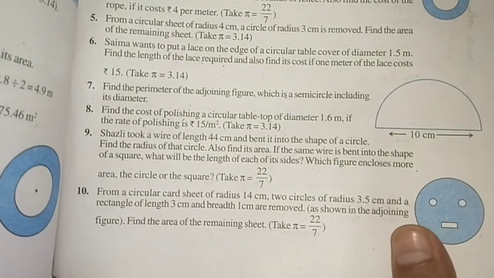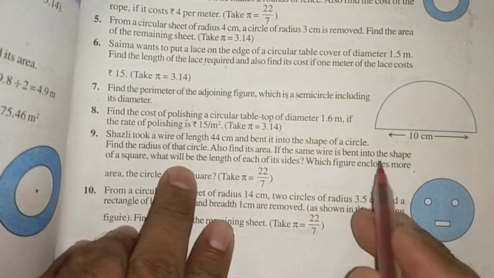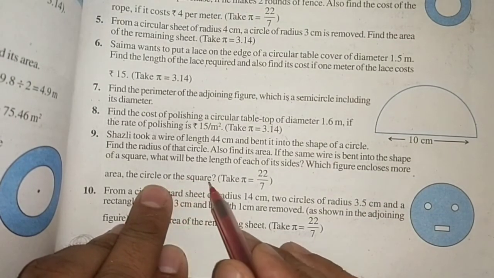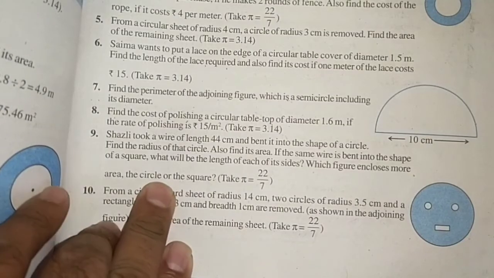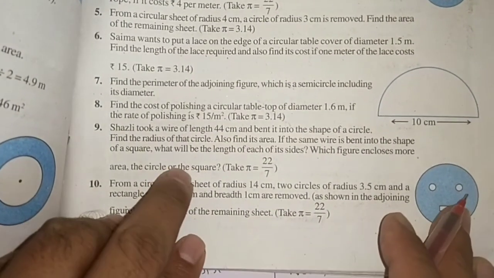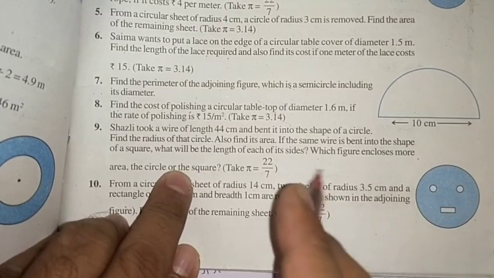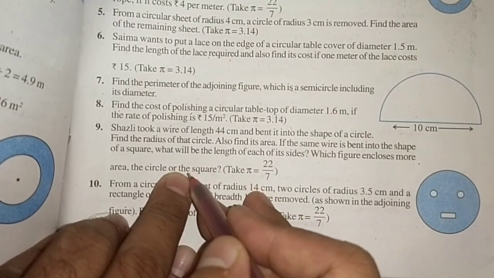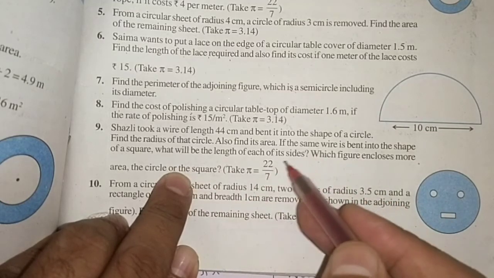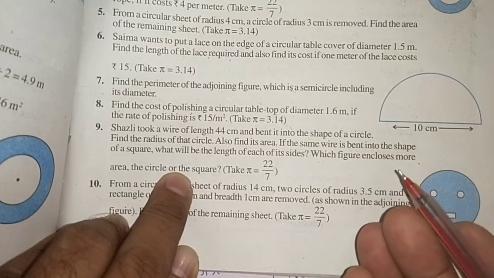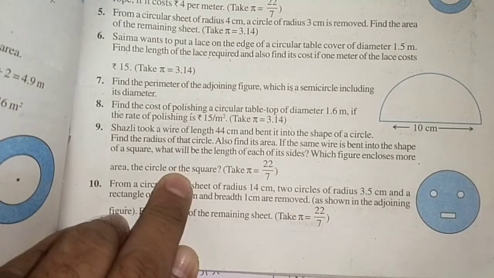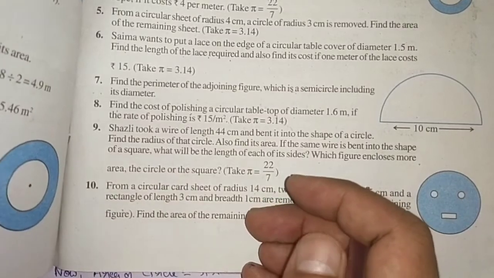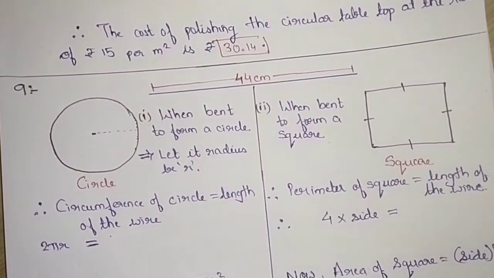Again, the question is not yet over. It says, which figure encloses more area, the circle or the square? So we are supposed to find the area of both the figures. Circle already they have told, we will find the area of the square also, because we have to compare both the figures and tell them which one encloses more area. And for this we will take pi is equal to 22/7. So let us try to solve.